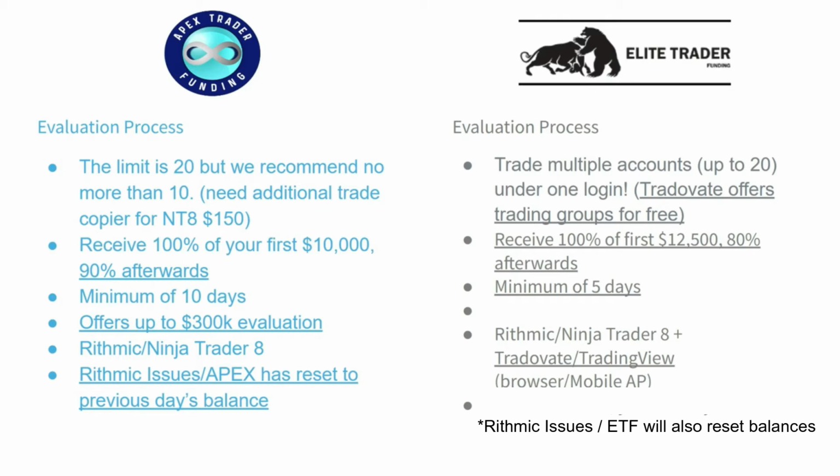With Apex Trader Funding, at the time of recording, they only offer Rhythmic and NinjaTrader 8. Whereas Elite Trader Funding, as I mentioned in my previous video, offers Rhythmic and NinjaTrader 8 plus Tradovate and TradingView, which can be traded in your browser or as a mobile app.